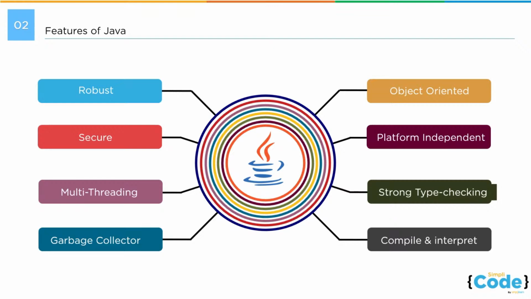So when you run your program, it's a two-step process in Java. You compile the program and then you execute the program, which we also call as interpretation.